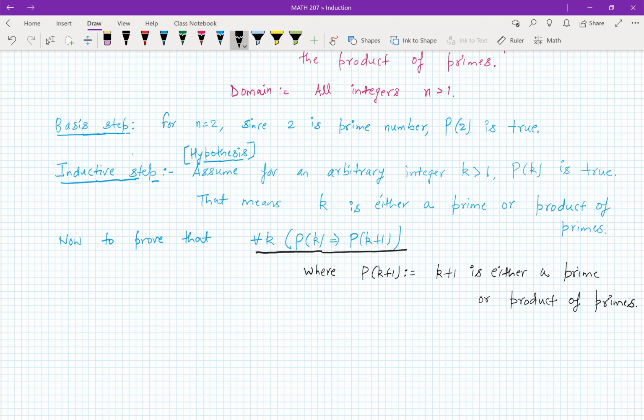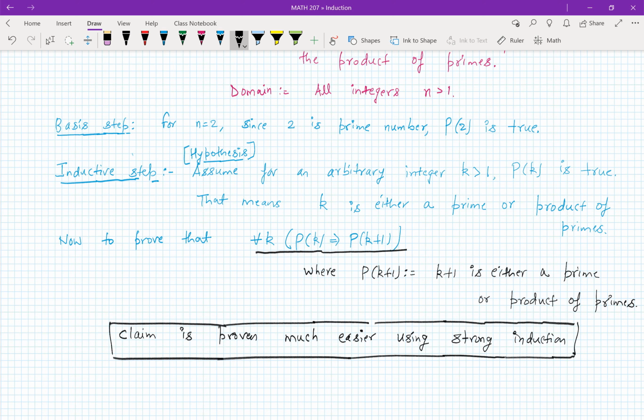But the hypothesis which I have assumed under simple mathematical induction is not going to be useful in proving the statement for k plus 1. So I'm stuck there, and you can write the proof of the same theorem using strong mathematical induction, which is an easier way to write this proof. So we stop our simple mathematical induction based proof here, and our claim is that this proof is much easier to write using the concept of strong induction.